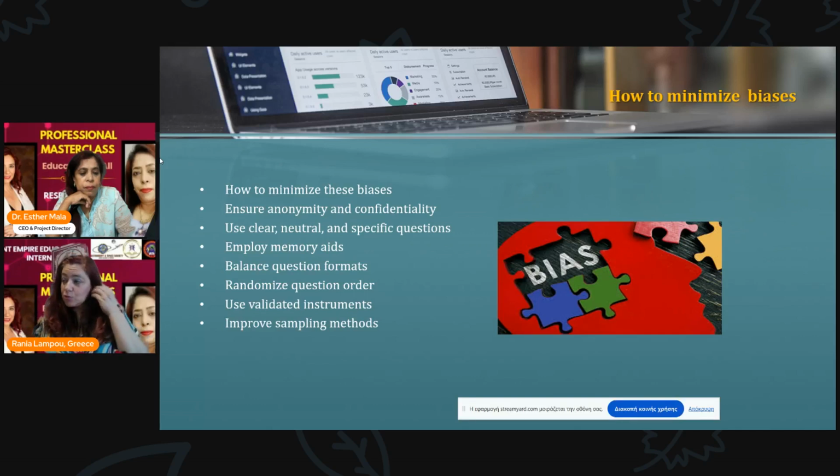Use validated instruments. Always use, for example, surveys that have been tested for reliability and validity in similar populations. And improve sampling methods. Use stratified or random sampling techniques to get a more representative sample. Randomize question order to minimize order effects, shuffle questions where possible. So, in summary, recognizing this bias and applying thoughtful survey design and administration strategies can significantly improve the accuracy and trustworthiness of self-reported data.